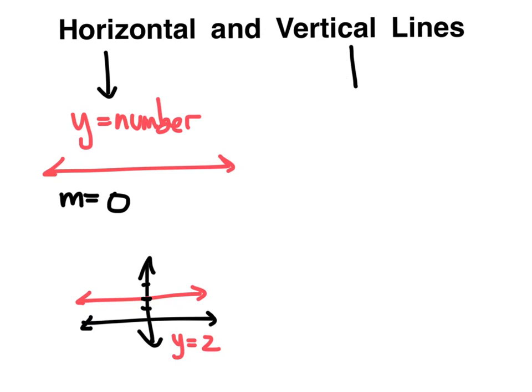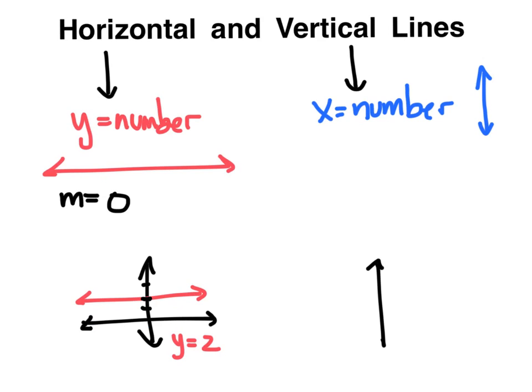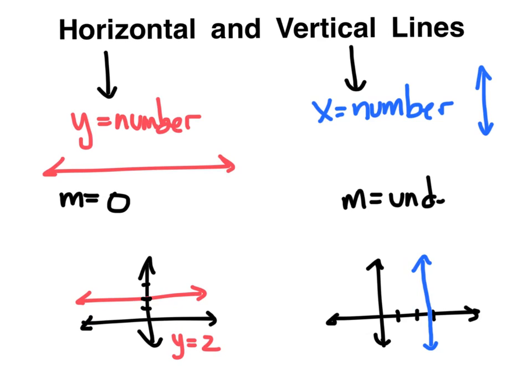Now vertical lines are always of the form x equals some number. And vertical lines go up and down. So if I had a graph, let's say 1, 2, 3, and I drew a vertical line, as you can tell, for every single y, x is always 3. Okay, the slope of these lines is undefined. So these are not functions.